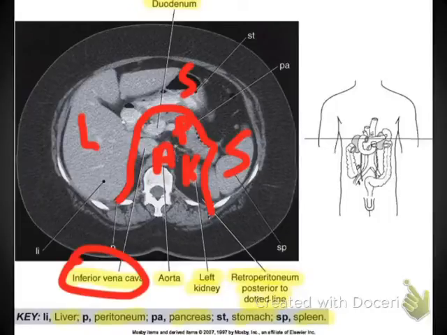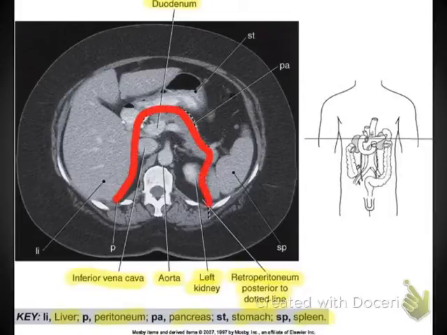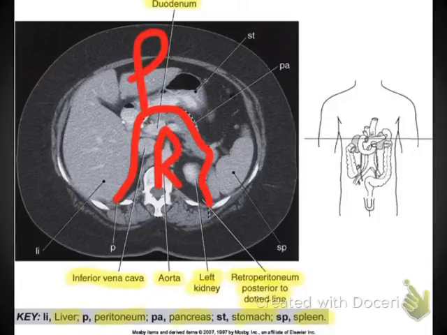And what I expect you to know from this image is all the structures that are labeled here, as well as where we can see the peritoneum and not. And so just keep in mind that it's this horseshoe-shaped area here. That's retroperitoneum. And this is peritoneum. So just keep that in mind.